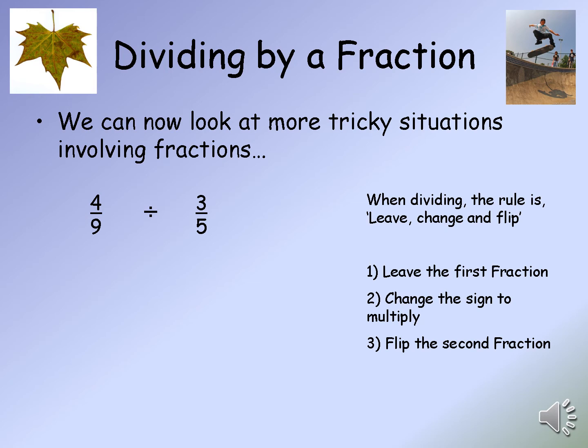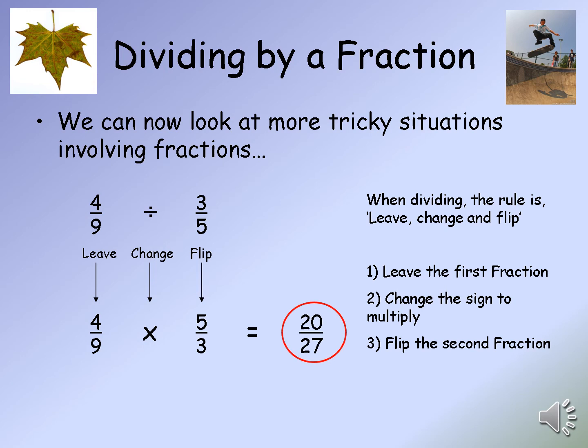4/9 divided by 3/5. So follow the rule: leave the first one, write it again, change the sign to multiplication, and of course flip the third one so that it's 5/3. So 5 times 4 is 20, and 9 times 3 is 27. So that is the final answer, and we leave it at that because it can't be simplified anymore.